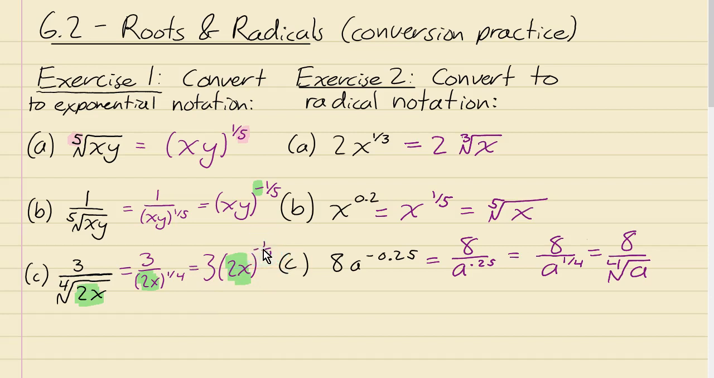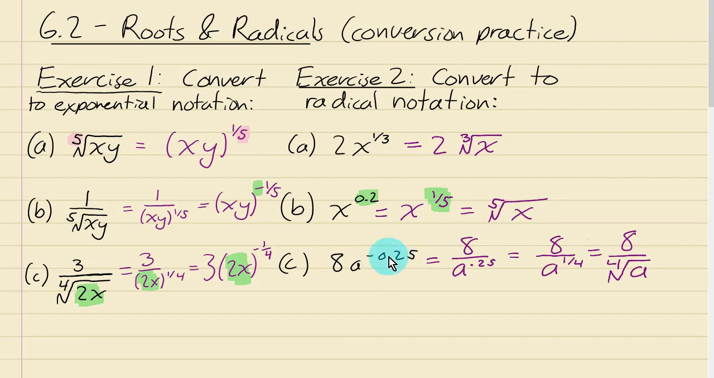Then with exercise 2, part A here, the 1/3 here, remember, only applies to the x. The 2 is being left alone, so the 2 should not be in the radical there. With part B, the trick is that this 0.2, you can write it as a fraction. The number 0.2 is really the same thing as 1 over 5. And when you write it as 1 over 5, you can see that is the fifth root of x.